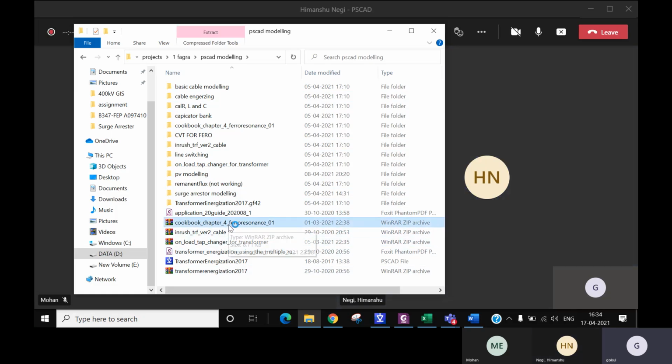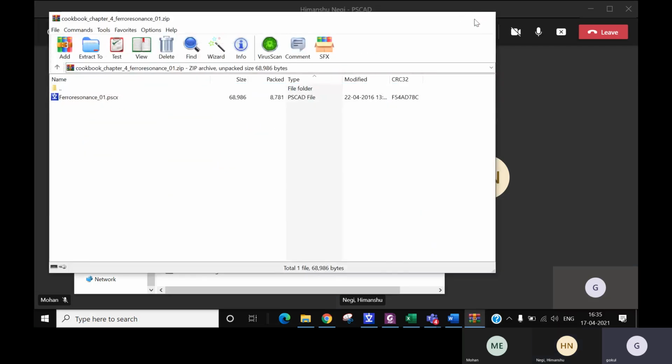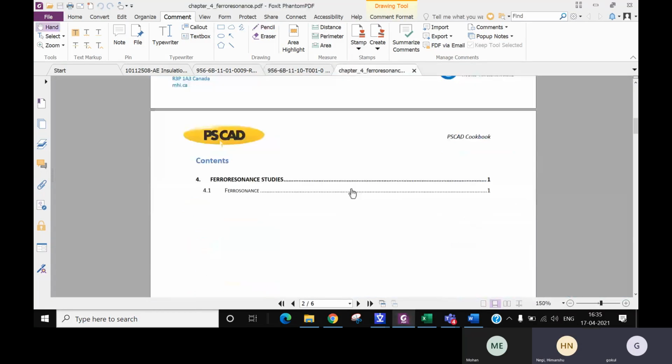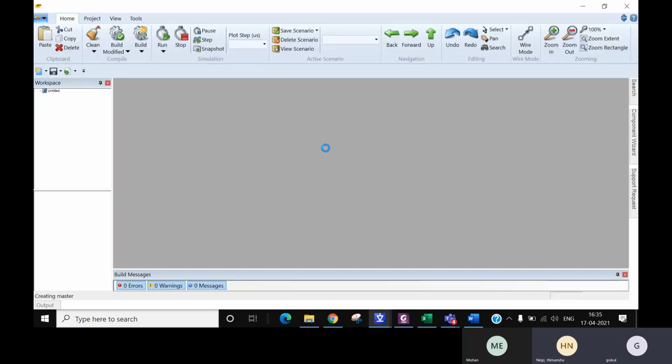Here it is. So I'll share this also. Not an issue, I'll just share this with you. Here they give some cookbook. I got some, not very on ferroresonance, but I had some. Kindly check that. You'll get some good understanding of it.